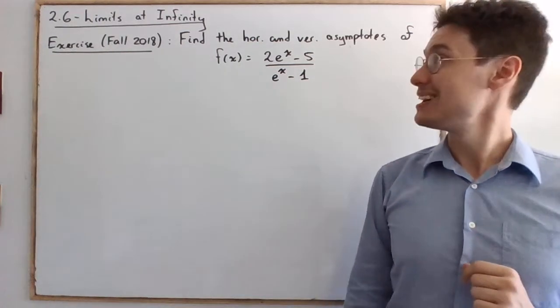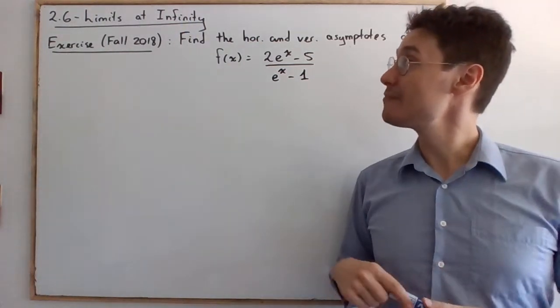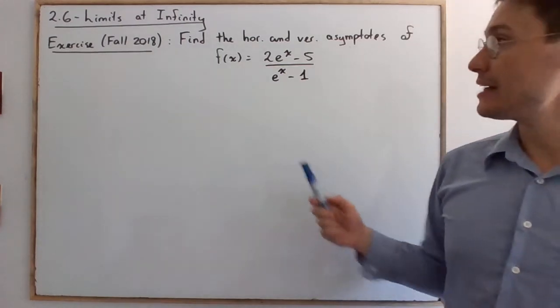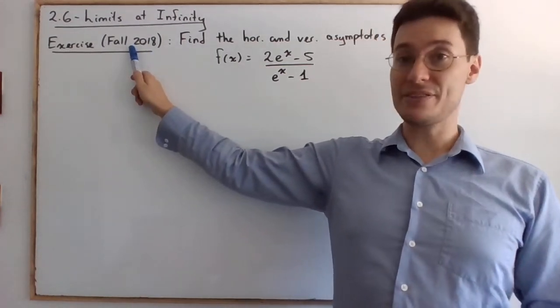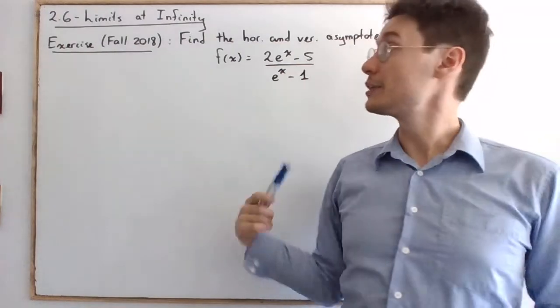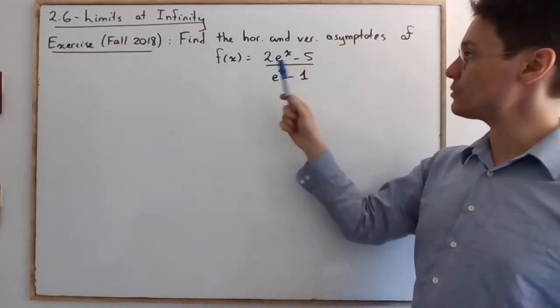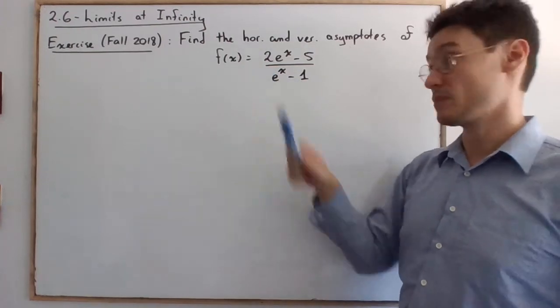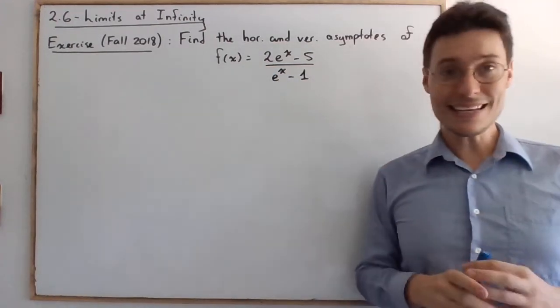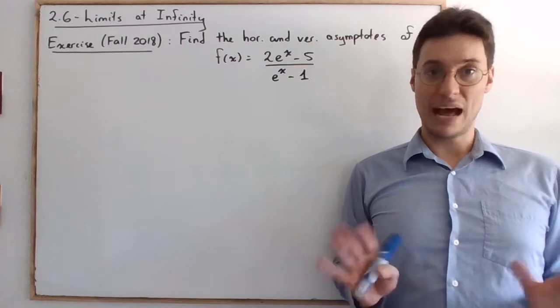Calculus 1 students. We are in the section of limits at infinity, and this is a problem that came in the final exam of fall 2018. Find the horizontal and vertical asymptotes of this function. Okay, this is not a hard problem at all.